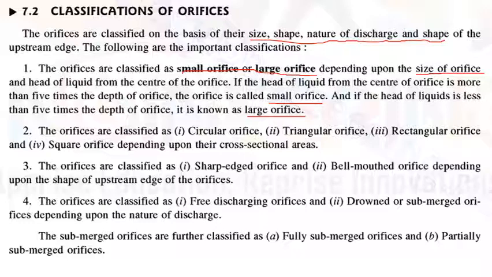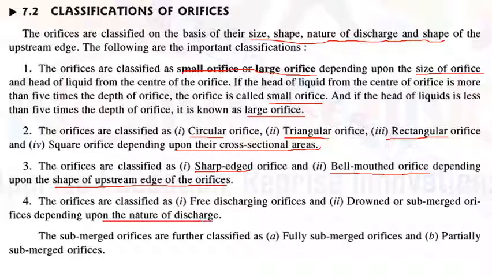Again, depending upon the cross-sectional area, orifices are classified as circular, triangular and rectangular. Depending on the shape of the upstream edge of the orifice, it is classified as sharp-edged and bell-mouthed orifice. Depending on the nature of discharge, it is classified as free discharging and drowned or submerged orifice. Again, they can be classified as fully submerged or partially submerged orifices.